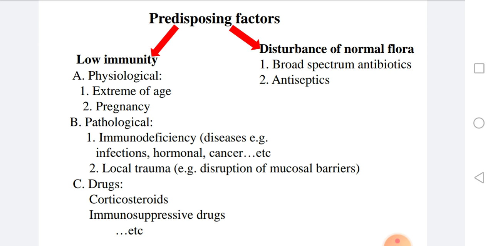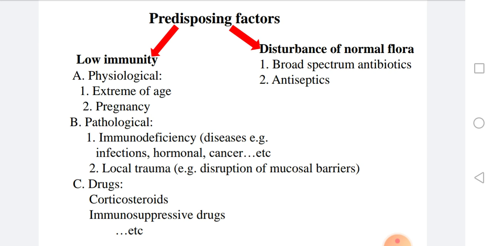Local trauma, there may be trauma, injury to the barriers like skin or mucous membranes. In the mucous membranes, commonly the ill-fitting dentures in the oral mucosa is commonly associated with oral candidiasis. Drugs. These drugs are used for treatment of certain diseases.